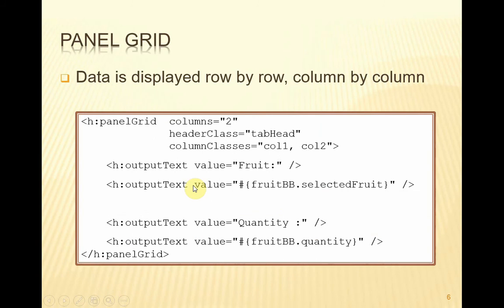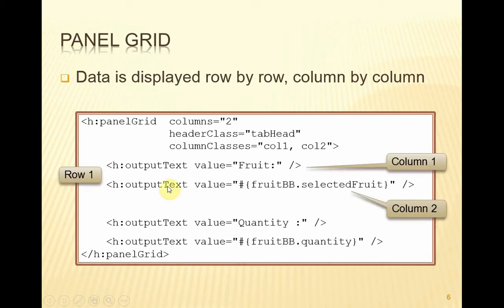So the first output text element will be displayed in the first column. The second output text element will go into the second column. And those together, because columns equals 2, those two will represent the first row. When we get to the third element, then that will be in the first column of the next row. And so row by row, these table cells are filled using the elements that are in the panel grid.